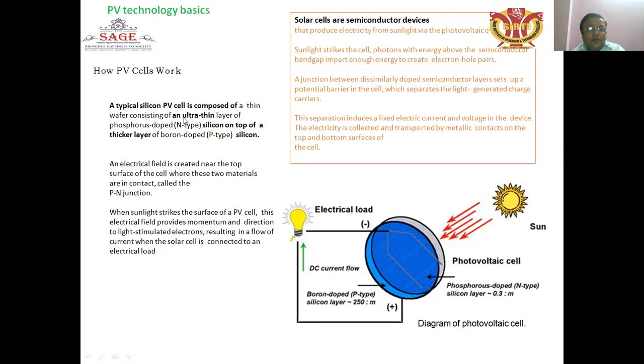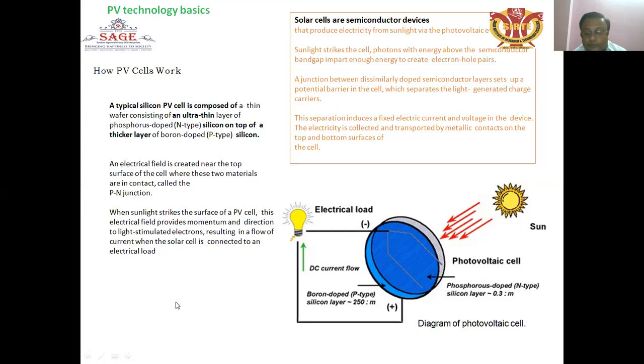A typical silicon PV cell is composed of a thin wafer consisting of an ultra thin layer of phosphorus doped N-type silicon on top of a thicker layer of boron doped silicon. An electrical field is created near the top surface of the cell where these two materials are in contact, called the PN junction. When sunlight strikes the surface of the PV cell, this electrical field provides momentum and direction to light-stimulated electrons, resulting in a flow of current when the solar cell is connected to an electrical load.